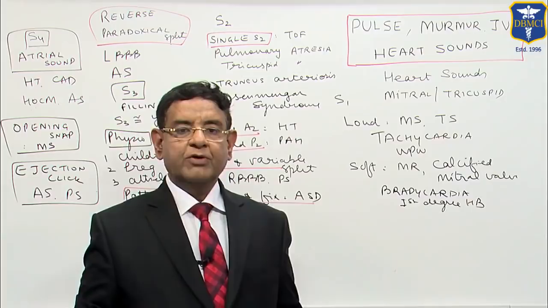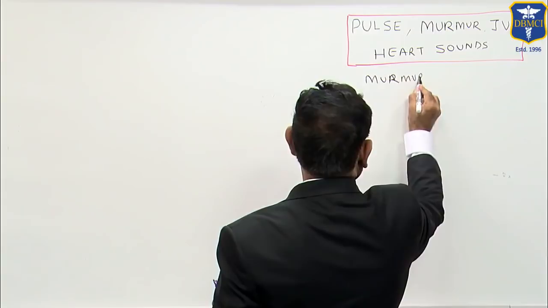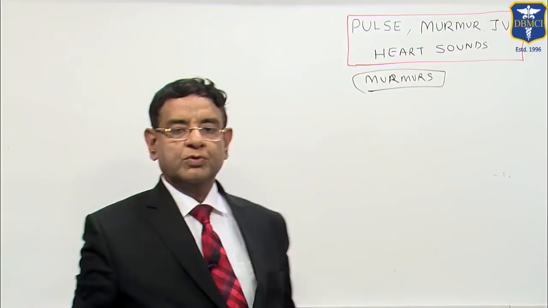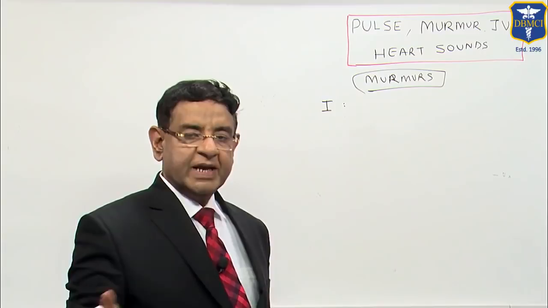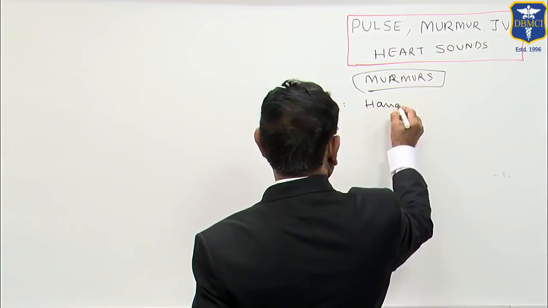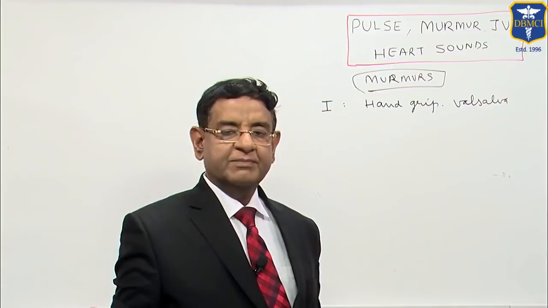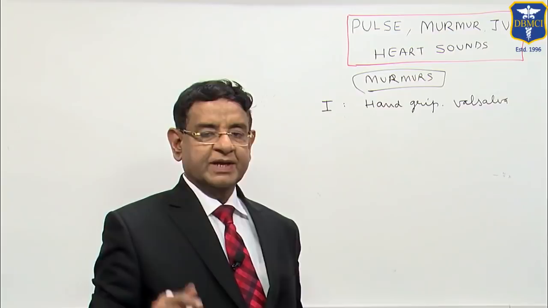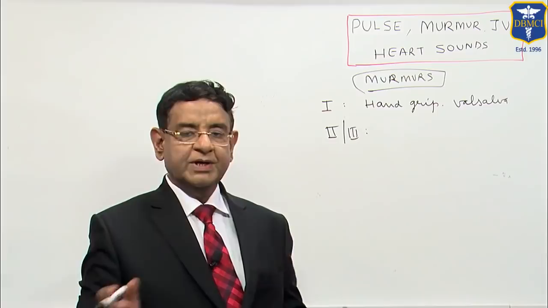Now I will be talking to you about the murmurs. First of all, we should know the grading of murmur. Grade 1 murmur we hear only after some special maneuvers like hand grip or Valsalva. That means if you auscultate normally, you do not appreciate any murmur, but if you do a special maneuver like this, you hear it, and we call that grade 1. And whatever murmur we hear normally in our routine clinical practice comes in the category of grade 2 and grade 3, depending on the intensity of the murmur.